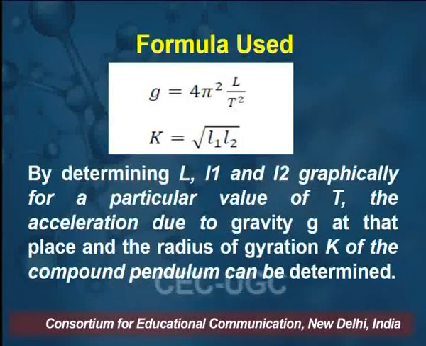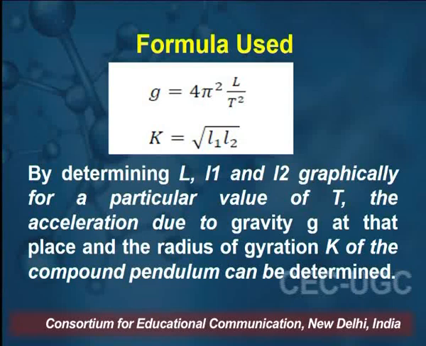This is the formula which is used to calculate the acceleration due to gravity by using the bar pendulum. g is equal to 4 pi square L divided by T square, where L is the length of the bar pendulum and T is the time period. K is equal to root of L1 and L2. What is this K? K is the radius of gyration that we will calculate by changing the length.